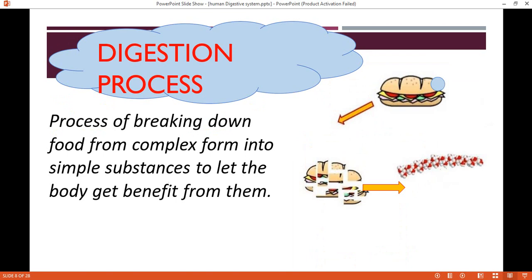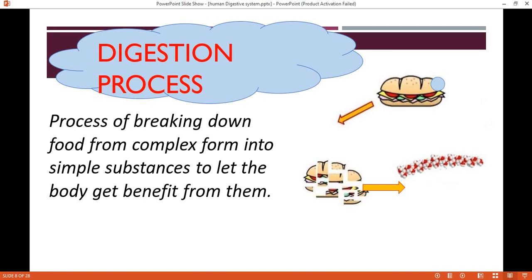We eat a sandwich or burger. This sandwich contains many pieces like meat, lettuce, tomatoes, cheese, all of these considered as a complex form. So, by the digestion process, it will convert from a complex form into simple substances that your body can benefit from.